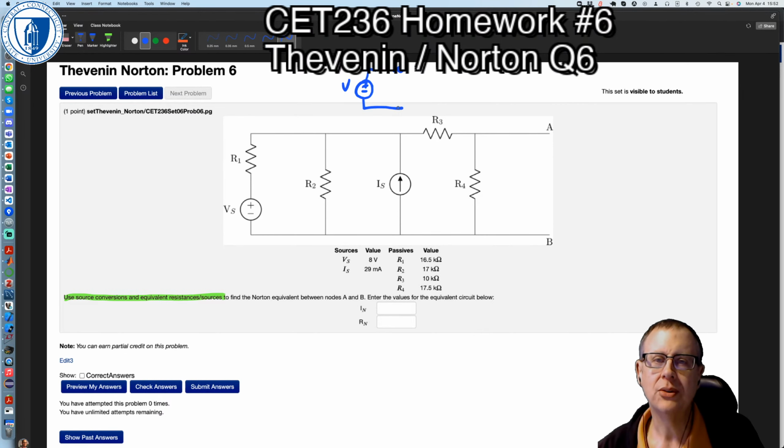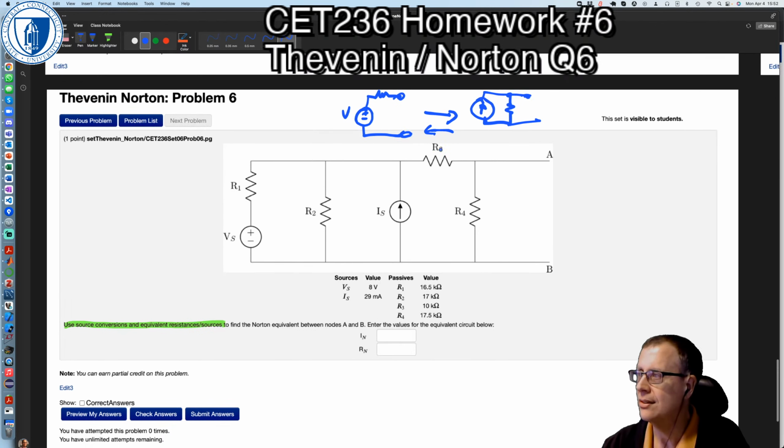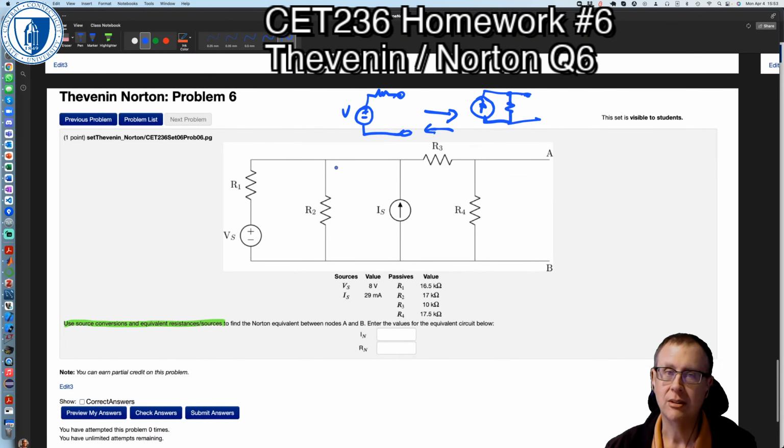So you basically take a Thevenin equivalent circuit, and you convert it to a Norton equivalent circuit, and then you go back again, right, after combining terms. So let's just scroll that down a little bit so we can see it. So this is the Thevenin and this is the Norton.